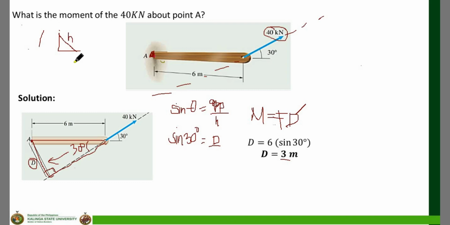Always remember the hypotenuse. This triangle is just oriented differently. This angle here is 30 degrees. Now, using sine of 30 degrees, the opposite side is D and the hypotenuse is 6. Only the orientation changed. So for 30 degrees, the opposite side is D and the hypotenuse is 6. I can solve for the value of D.